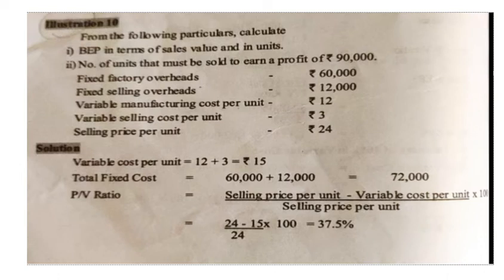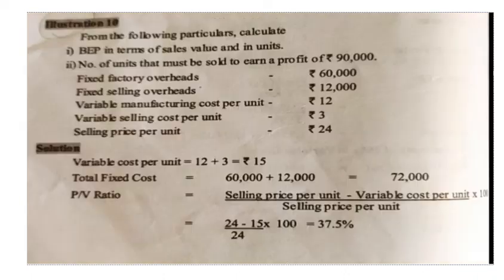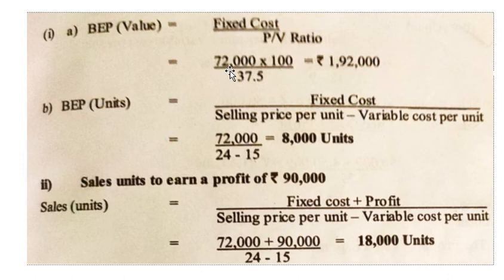Next, using this PV ratio, we can calculate the break-even point value. Break-even point value is fixed cost, which we have in the problem, divided by the PV ratio. If you are taking a percentage, there is no need to multiply by 100, because the formula is only fixed cost divided by PV ratio. Now the fixed cost is 72,000. How did we get 72,000? The total of 60,000 plus 12,000, the fixed factory overheads and fixed selling overheads. So 72,000 divided by the PV ratio of 37.5%, which is 37.5 into 100, will give us rupees 1,92,000.